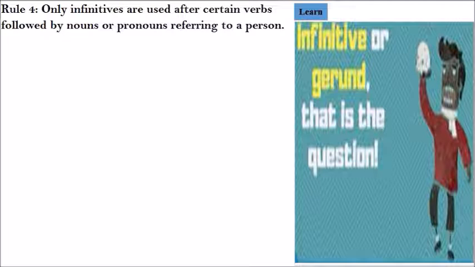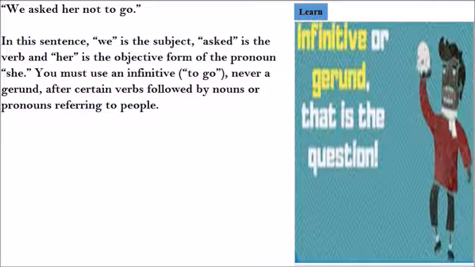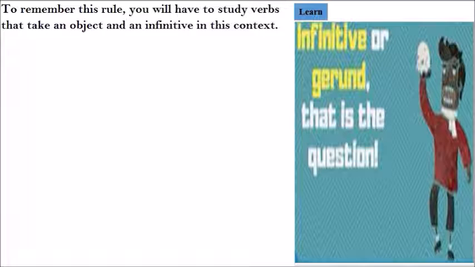Rule 4. Only infinitives are used after certain verbs followed by nouns or pronouns referring to a person. We asked her not to go. In this sentence, we is the subject, asked is the verb, and her is the objective form of the pronoun she. You must use an infinitive, to go, never a gerund, after certain verbs followed by nouns or pronouns referring to people. To remember this rule, you will have to study verbs that take an object and an infinitive in this context.